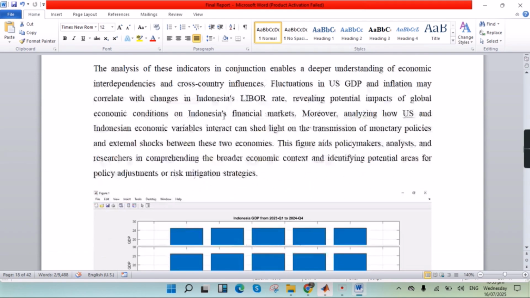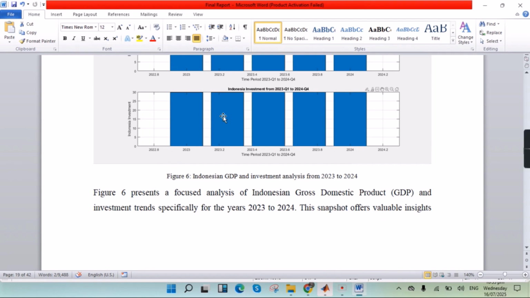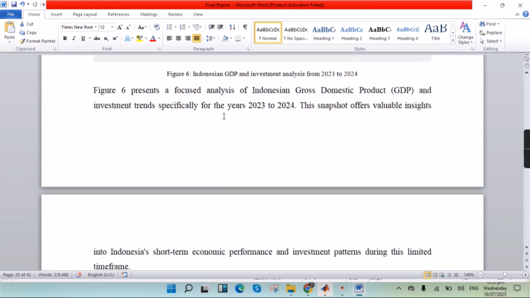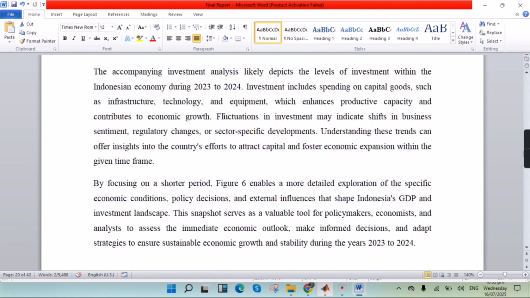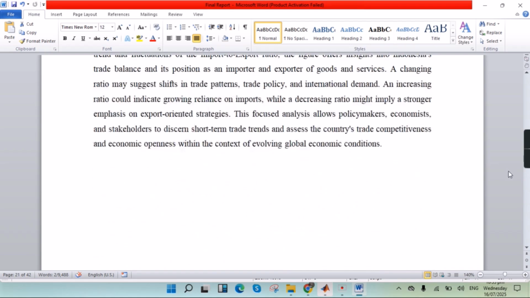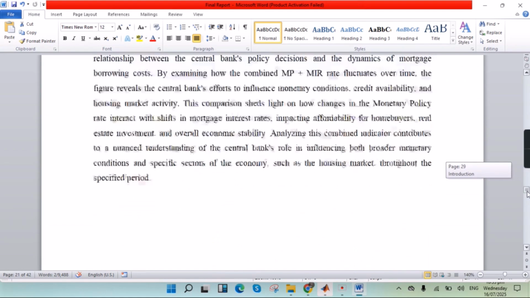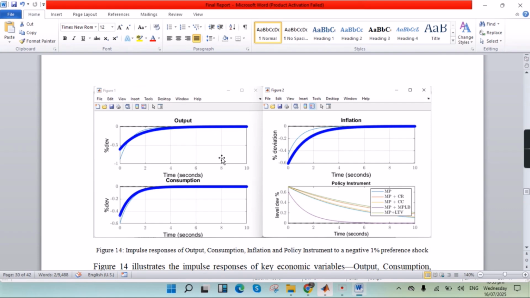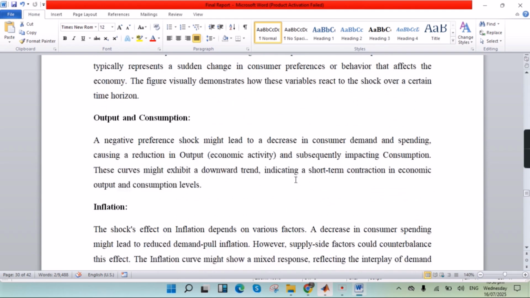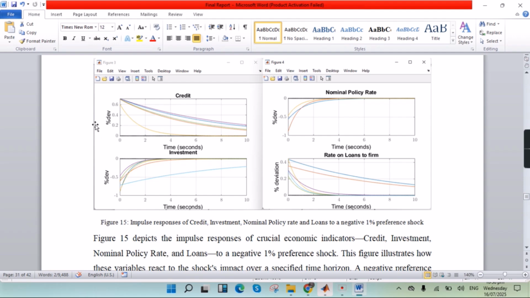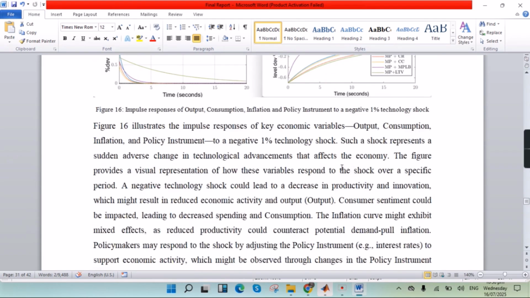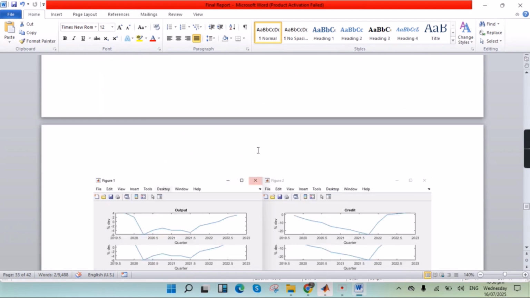The next part is the Indonesian GDP investment analysis based on 2023 to 2024, and next is the GDP and everything included in it. I think I have already included all the things. One more thing is the output based on the standard deviation: consumption, deposit rate, inflation rate, policy instrument. This also presents the credit, investment, nominal policy rate, and the rate of loans. All the outputs are included in it.